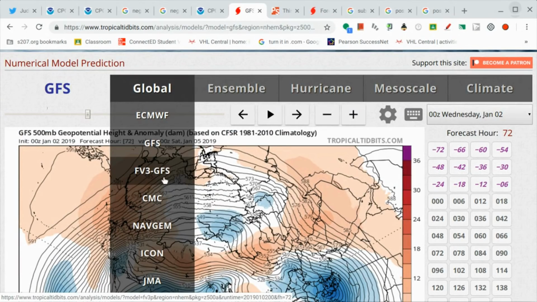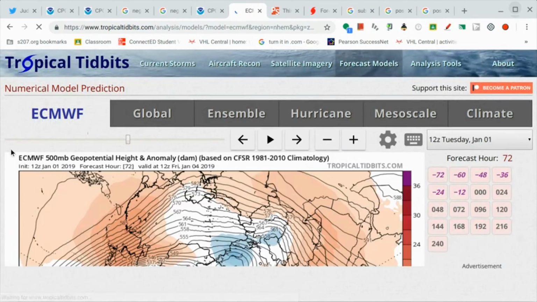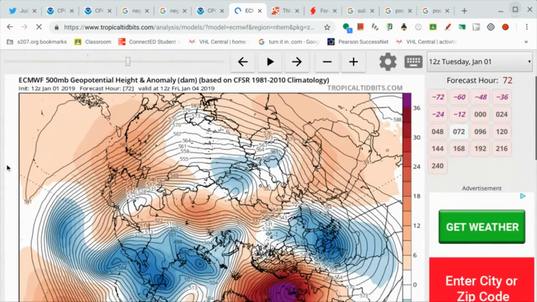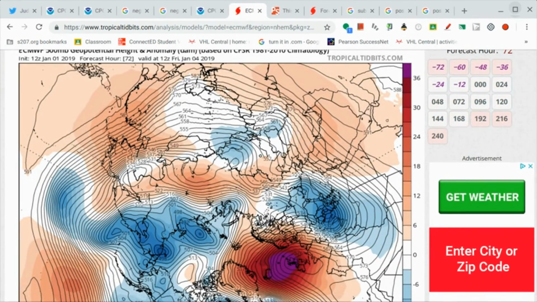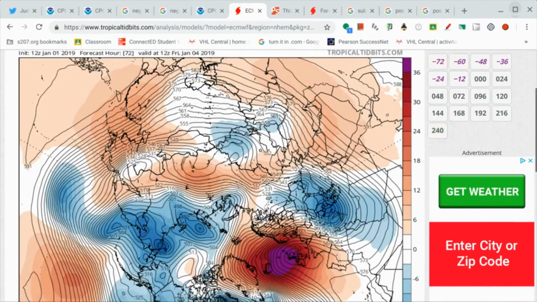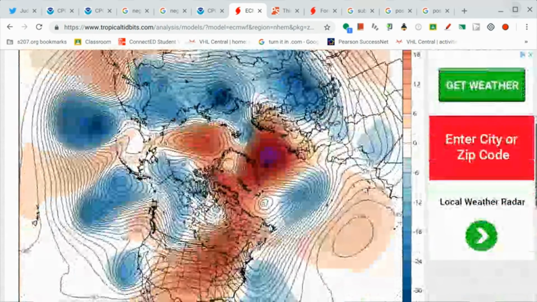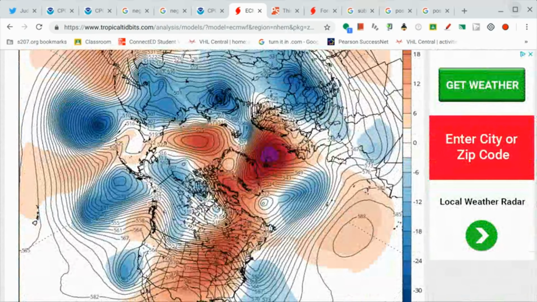Let's go to the European ECMWF. That's what it's called, the European 500 millibar geopotential height and anomaly. This one shows it even more, and I like this model even better. Obviously, the GFS versus the European. In my opinion, the European is better, and many other people agree with me on that.